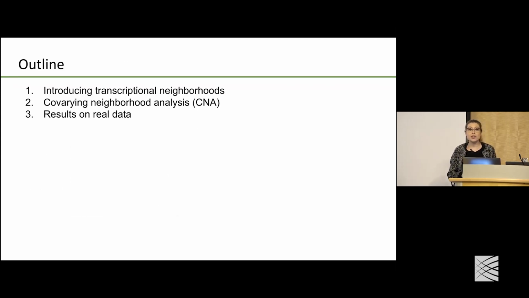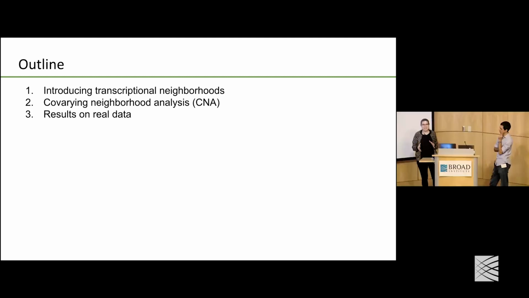So today, I'm going to start by introducing an emerging concept in single-cell data, which are transcriptional neighborhoods. And then I'll talk about how we define and use transcriptional neighborhoods in our method, covariant neighborhood analysis, or CNA. And then I'll pass the baton to Yakir, who will reveal and discuss what happens when we apply CNA to real data sets.